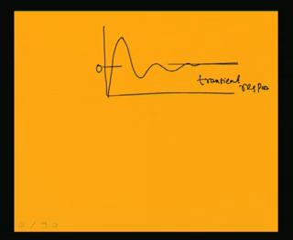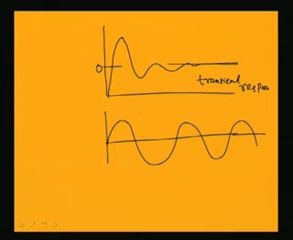So, this is your 0 line, and the steady state response will be sin omega t. When you are applying a force of sin omega t, the response will be sin omega t minus phi. So, the total response of the system will be this transient part plus the steady state part of the response. So, in this way you can find the total response of the system. So, let us take one example.